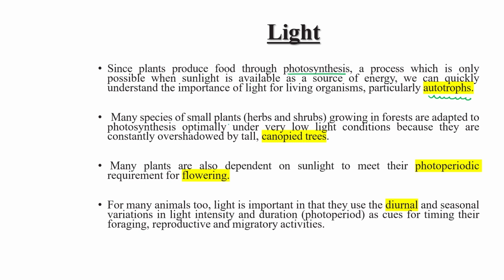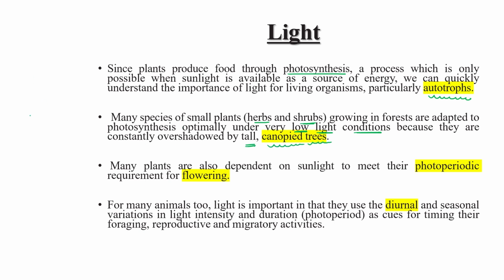So many species of small plants, meaning herbs and shrubs growing in forests, are adapted to photosynthesize optimally in very low light conditions. How? Because they are constantly overshadowed by tall plants, meaning the canopy plants.